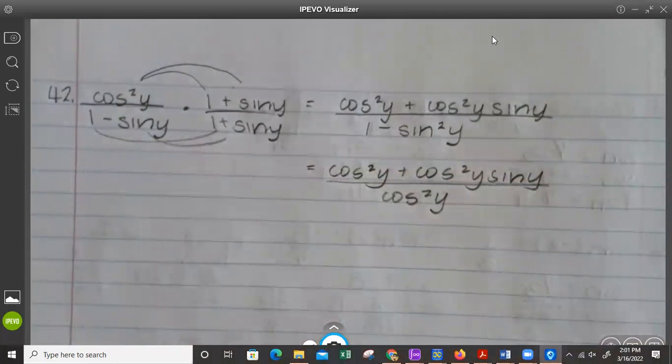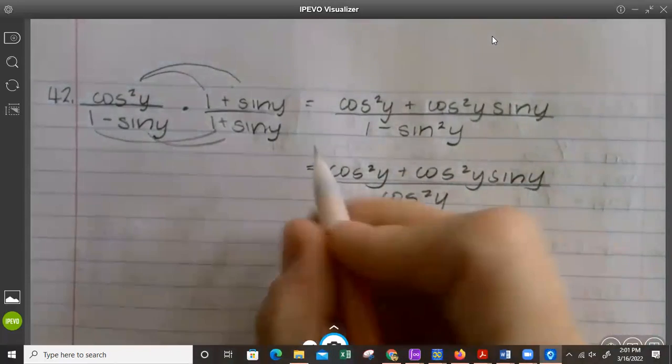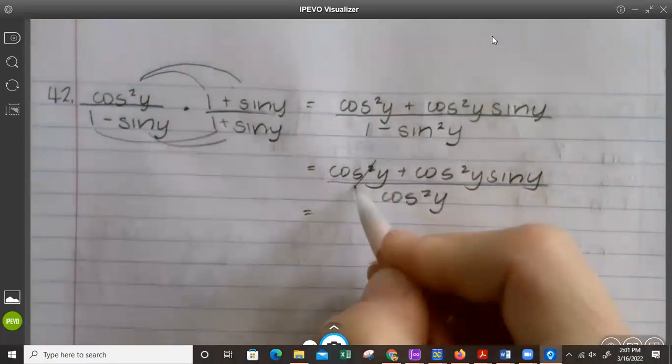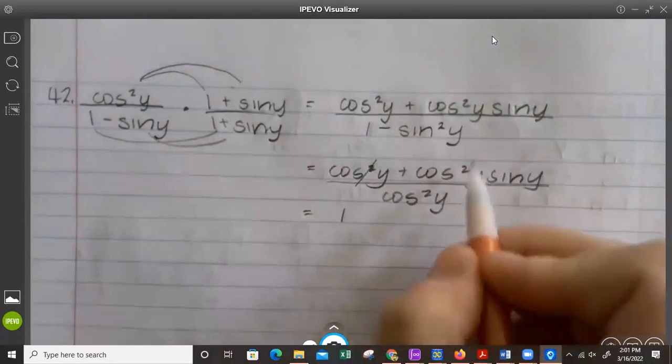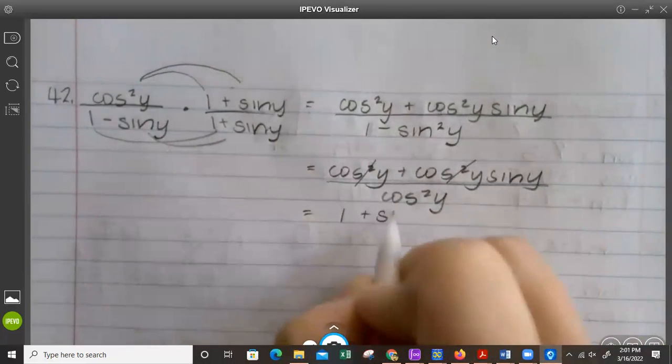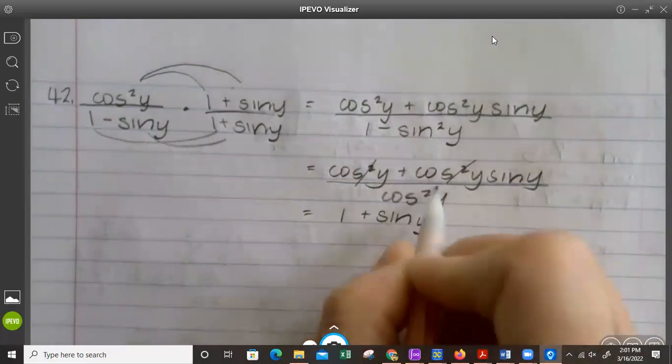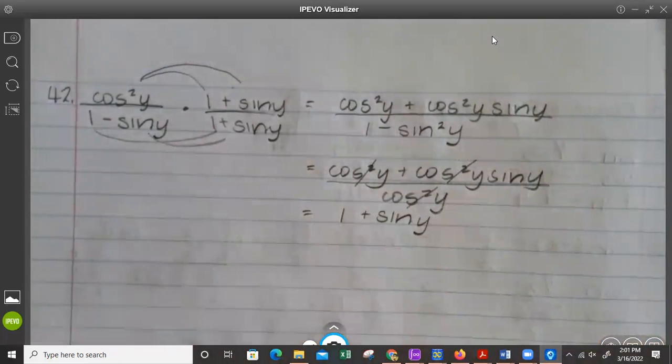What do you notice? Well, they cancel out because all three terms have cosine squared. Does everybody understand that? So this cosine squared will cancel out to 1, this one will cancel out to just have sine y, and then the bottom will cancel out completely. That's your final answer.